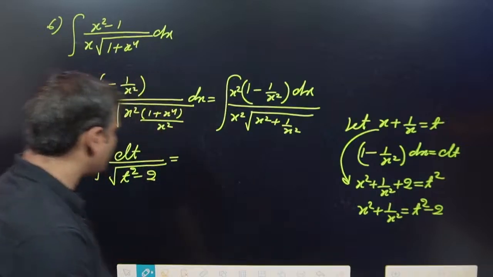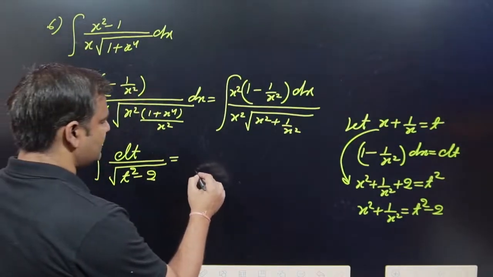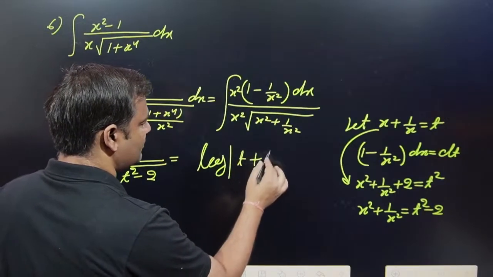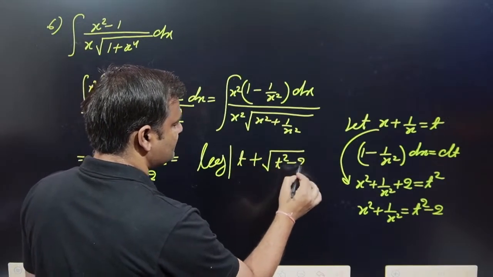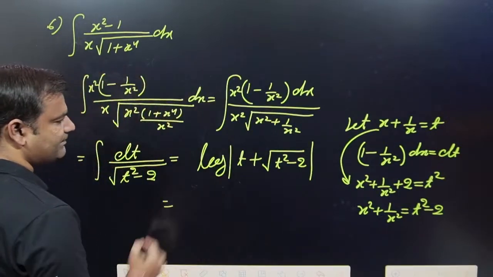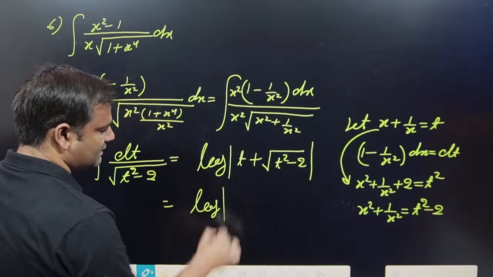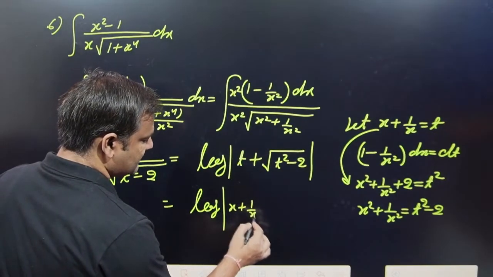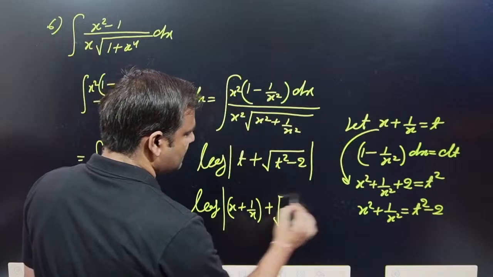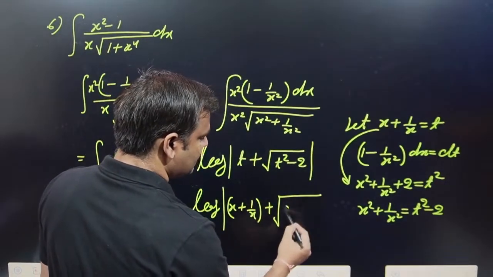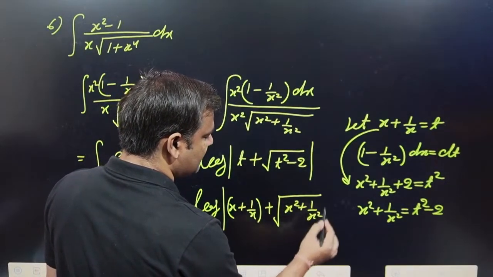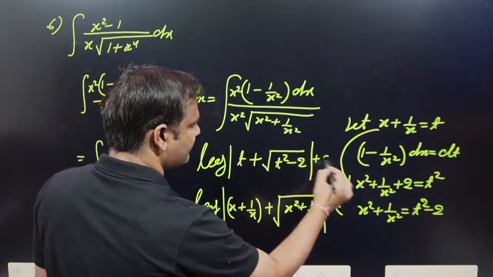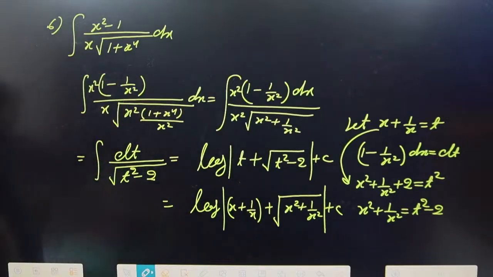What about that value? Simply this is log of t plus under root t square minus 2. So log of t, basically x plus 1 by x, plus under root of x square plus 1 by x square, plus c. So the final answer looks like that.